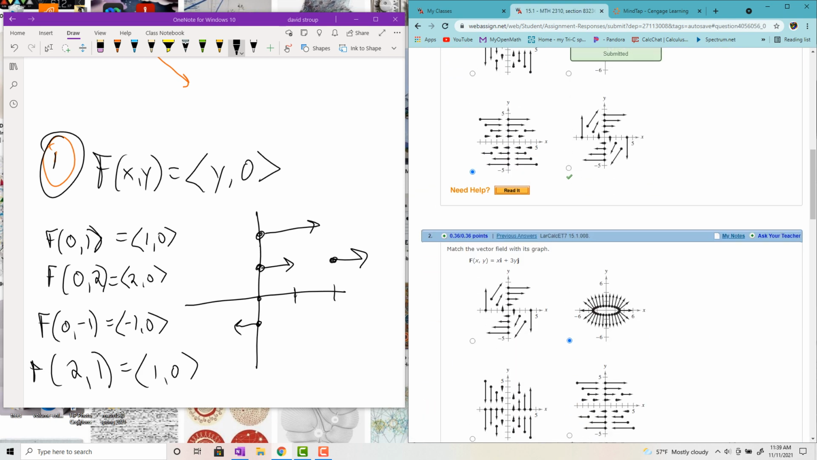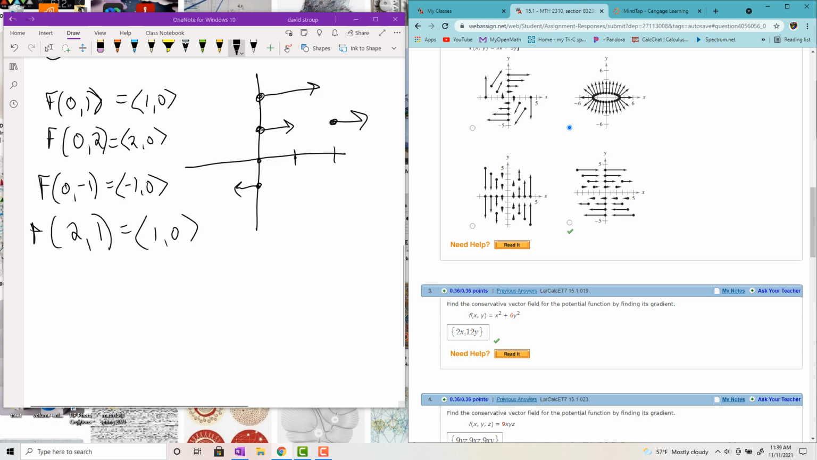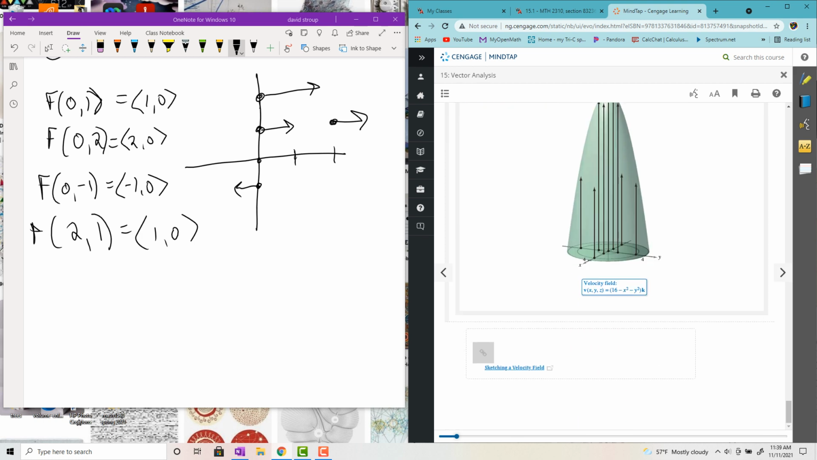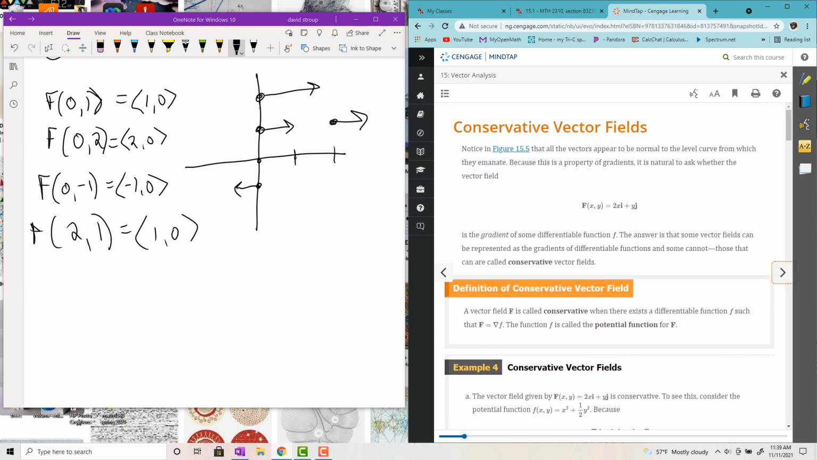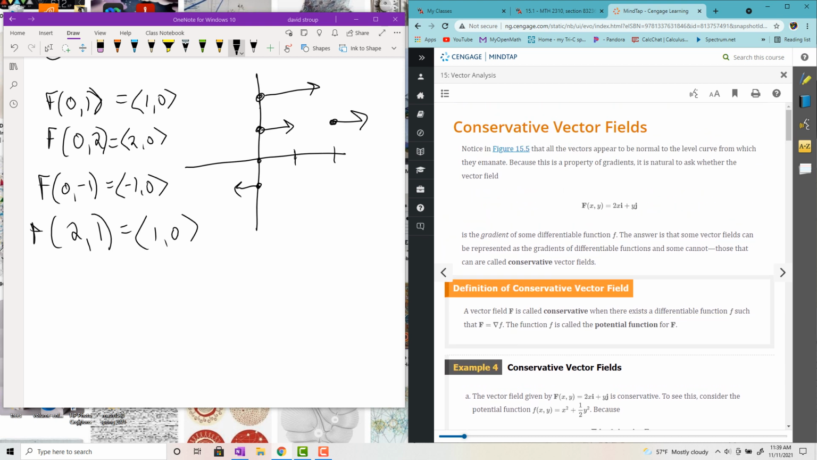Yeah, so you just do some test values and do process elimination. Okay, so the common characteristic of some of these special gravitational fields is that they are what they call conservative. And it's conservative if there exists a function such that when you take the gradient of it, you get the vector field. Okay.